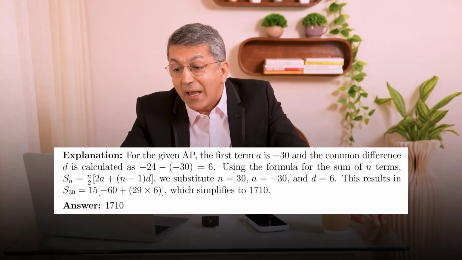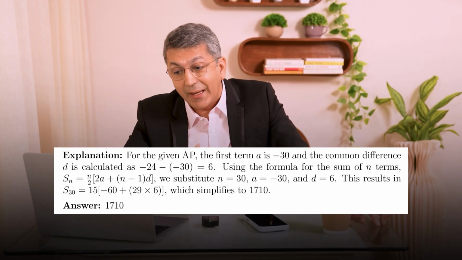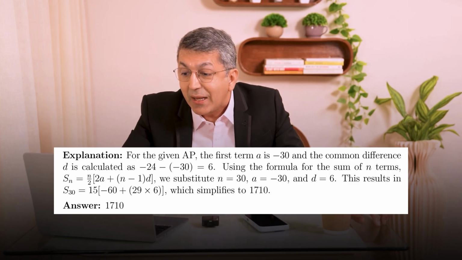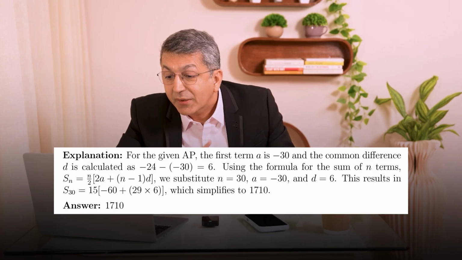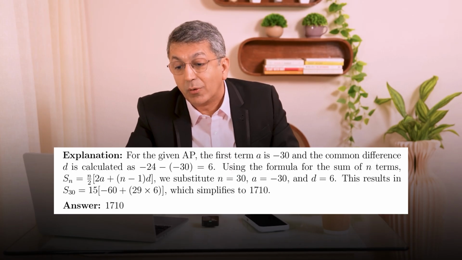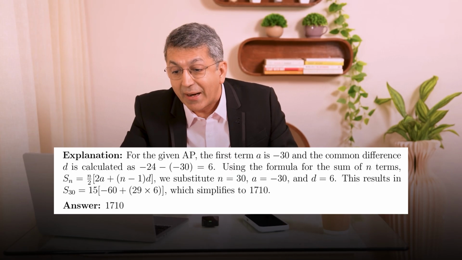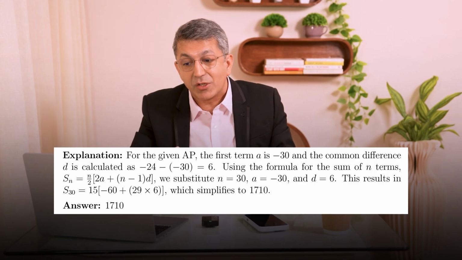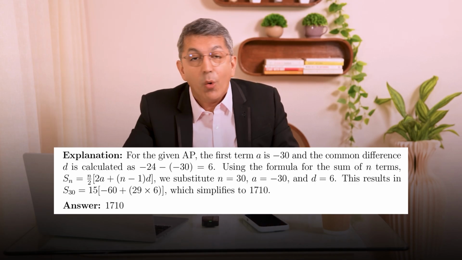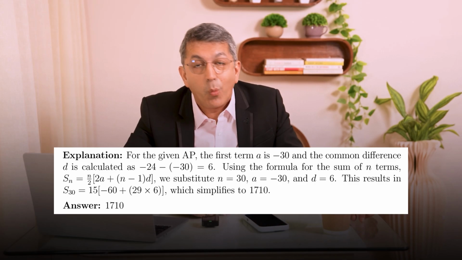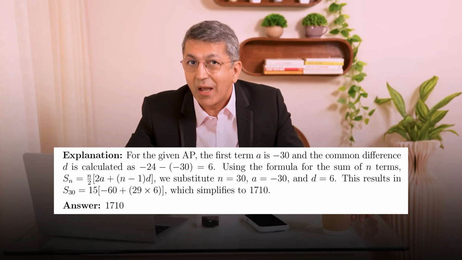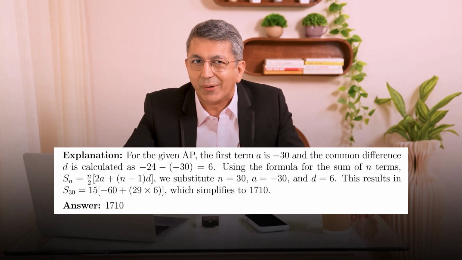We substitute n is equal to 30, a is equal to minus 30 and d is equal to 6. This results in S30 is equal to 15 (minus 60 plus (29 into 6)), which simplifies to 1710. So the answer is 1710.